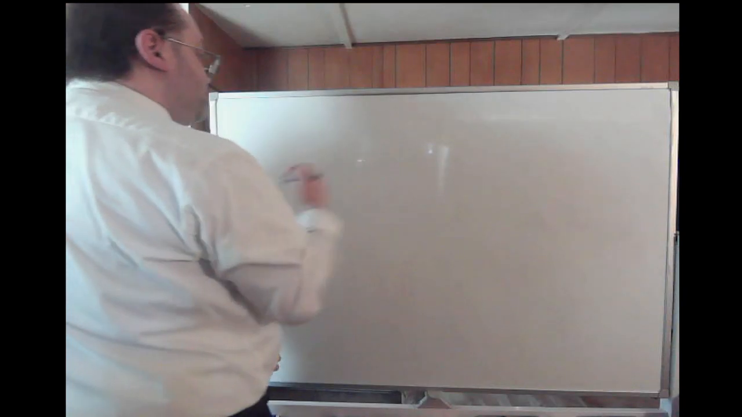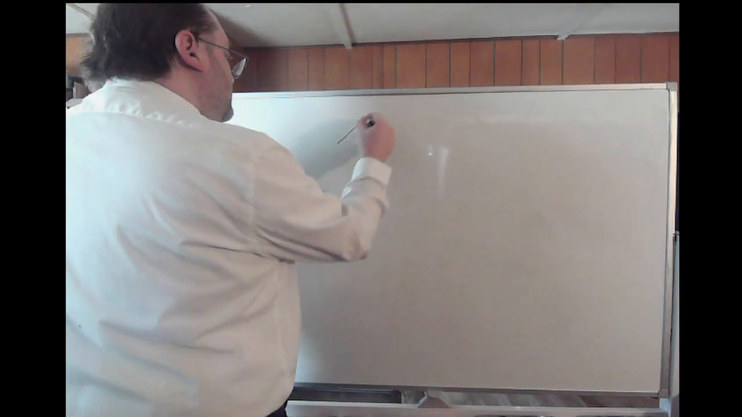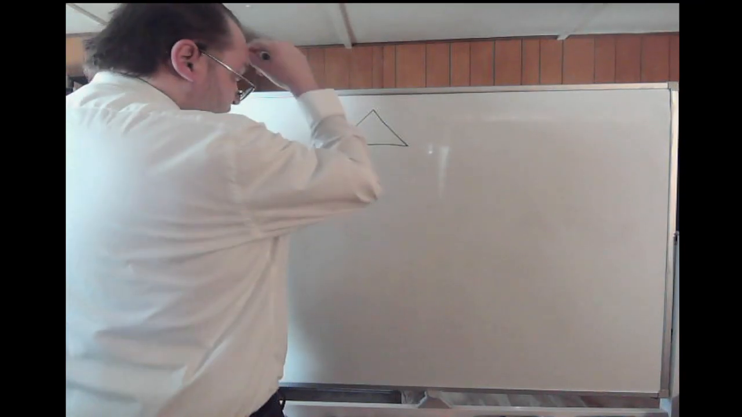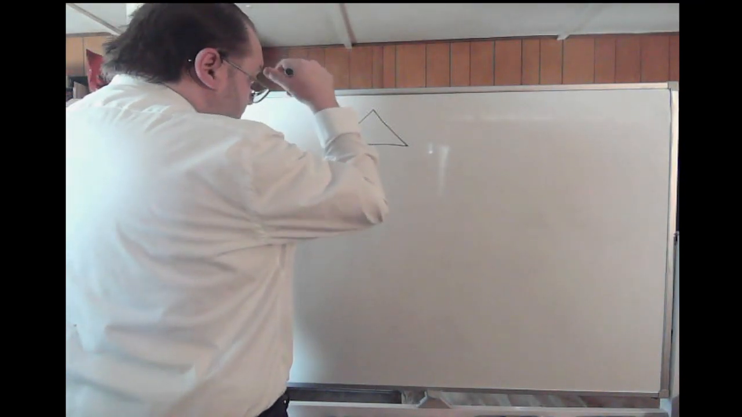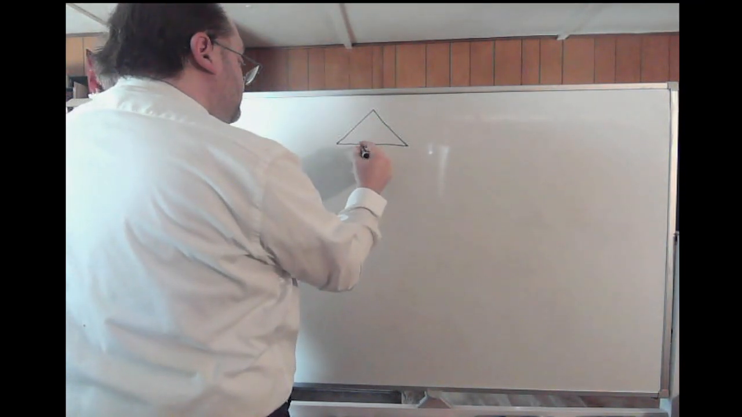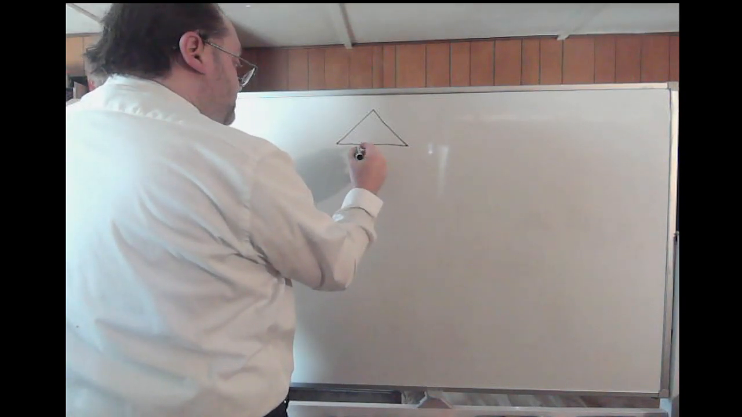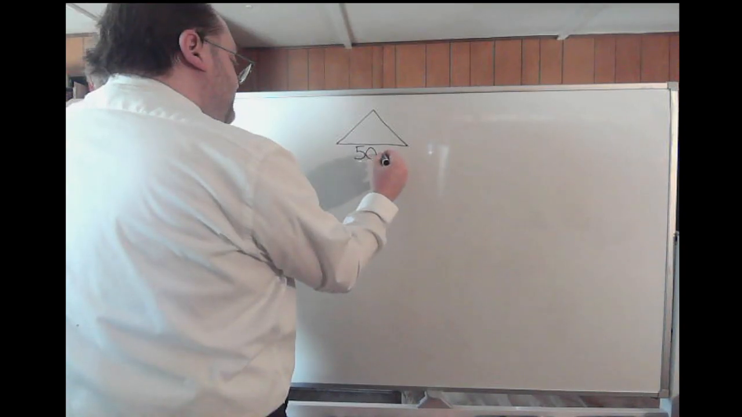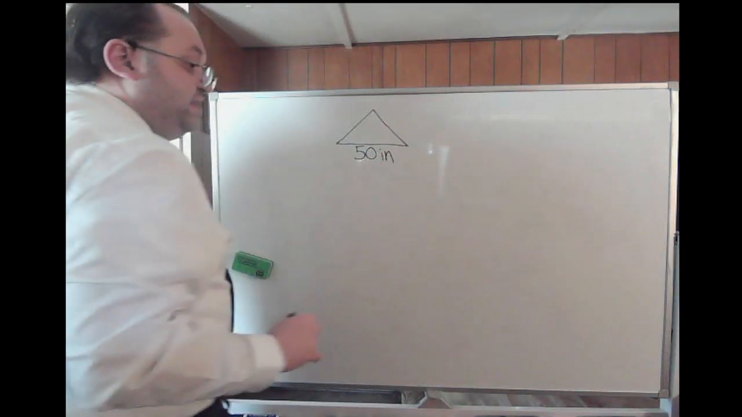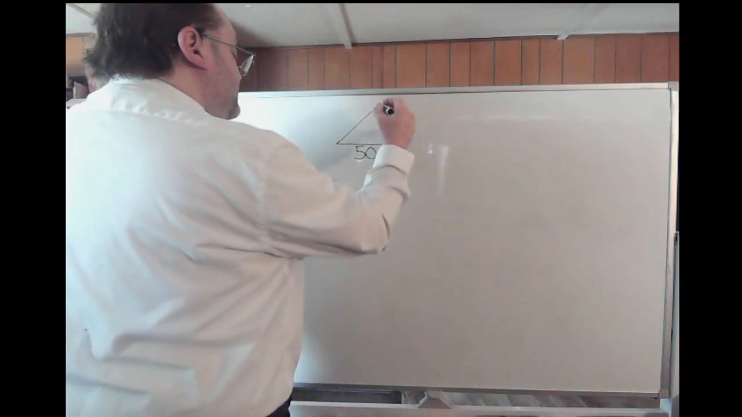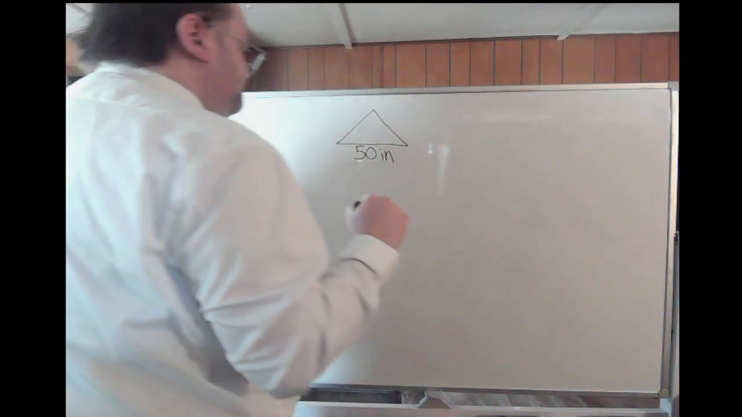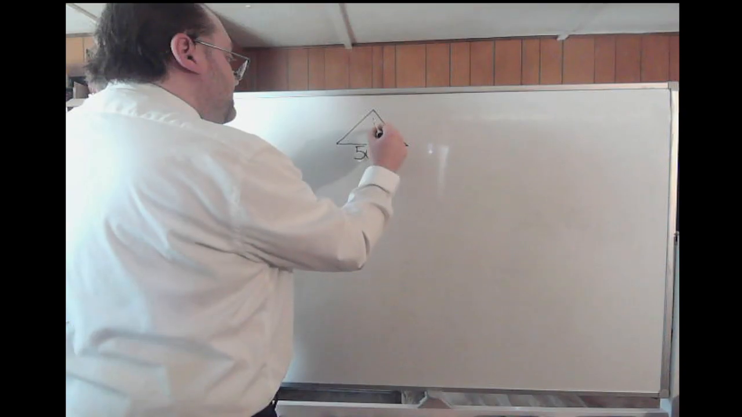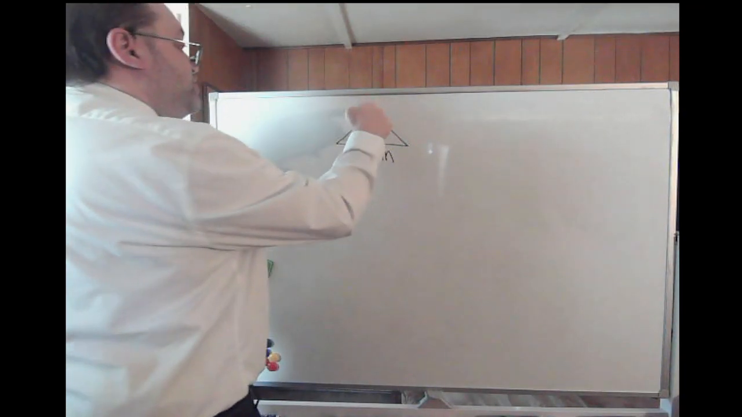Let's do the area of a triangle. So, let's say what you have here, the length of this base of the triangle is, we'll say 50 inches. It'll be 50 inches for the length of the base. We don't know the height. We need to find the height. Let's just make up the height and say the height will go straight down.